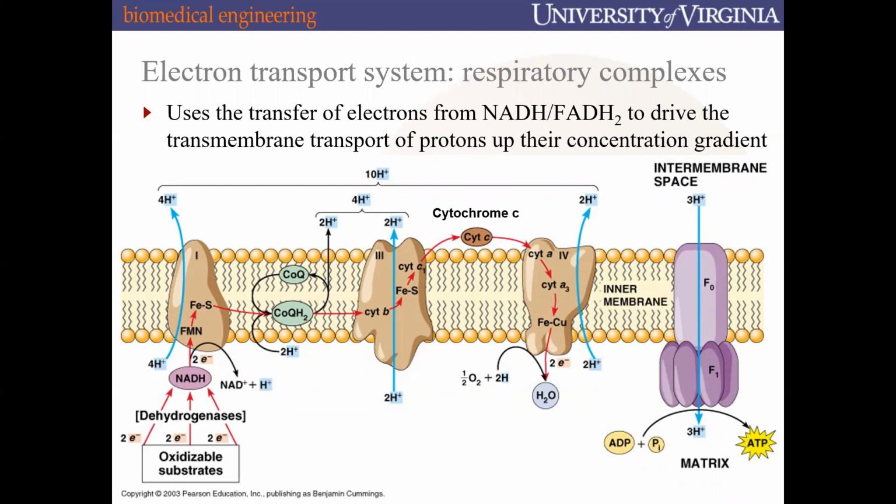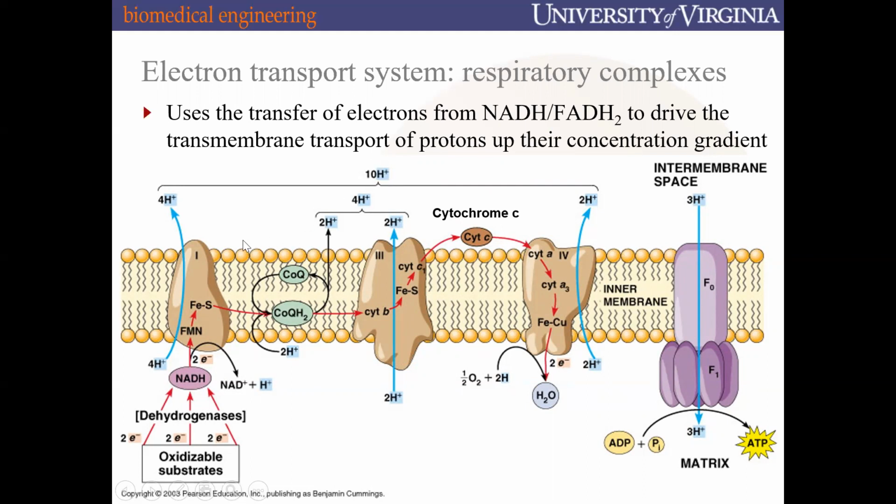and different coenzymes like flavin mononucleotide. And as this happens, we move from complex to complex. And in the process, we also see other coenzymes involved, like coenzyme Q here. This is involved with complex 3.